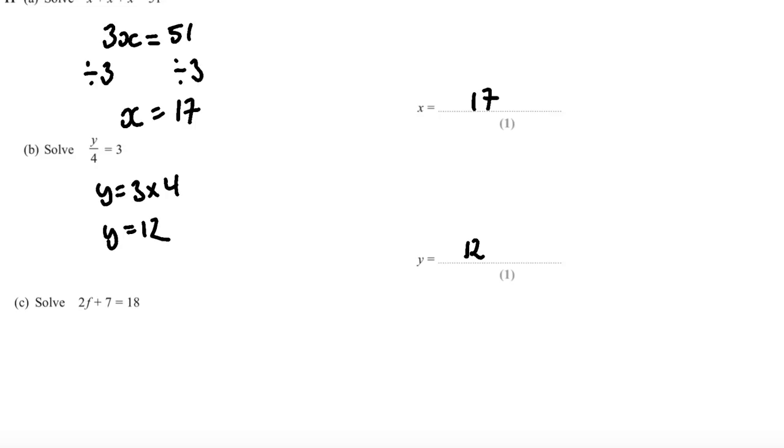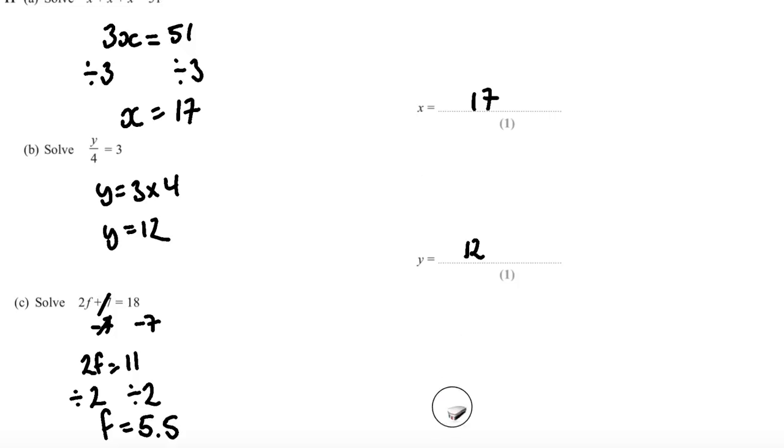11c, 2f plus 7 equals 18. So my first step is to minus 7 from both sides. So 7 minus 7 equals 0, so it cancels out. We have 18 minus 7, which is 11, so we should have 2f equals 11. Now this is very similar to question 11a, so I'm going to divide both sides by 2. So f is equal to 5.5. And that's our final answer.